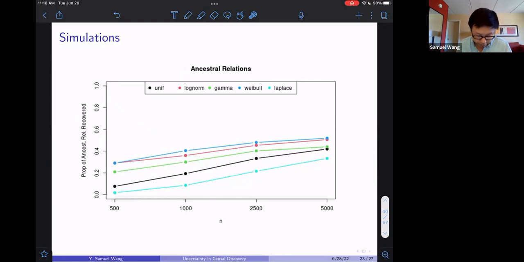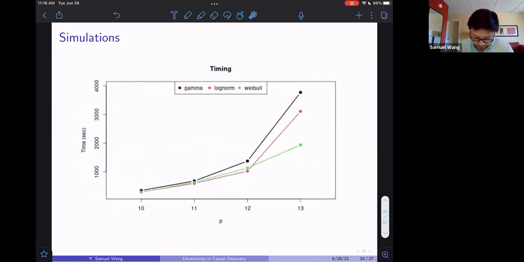And here we have another plot which shows that the ancestral relations that we can recover with this conservative set of ancestral relations, A hat, is also increasing despite the fact that I cannot consistently recover the causal ordering.